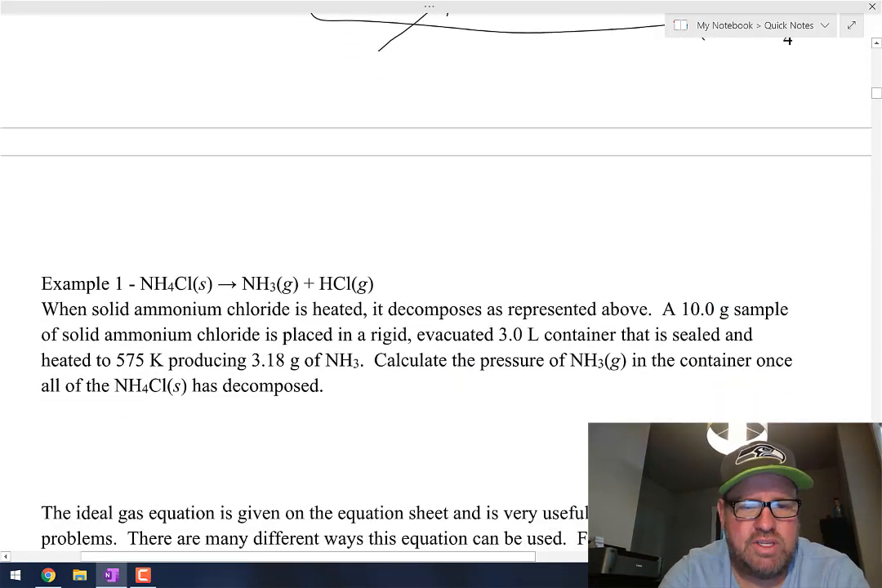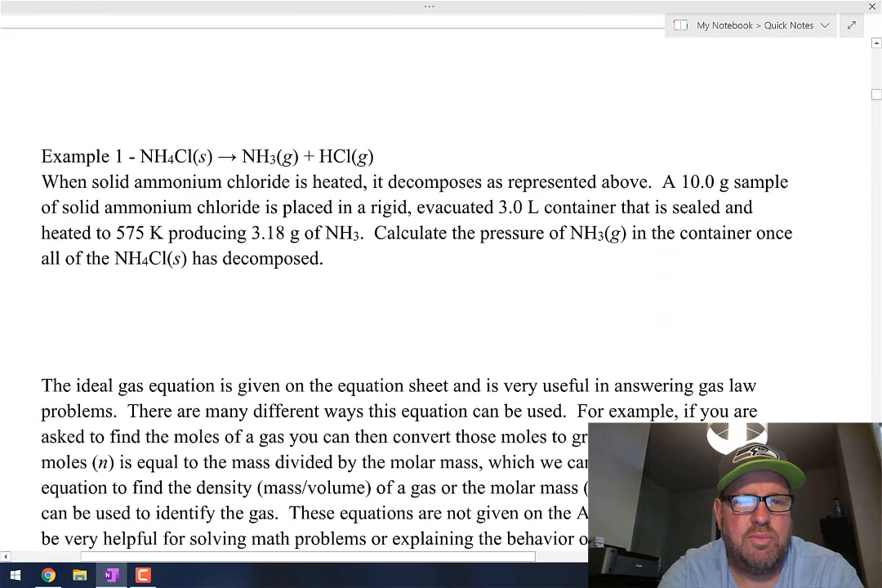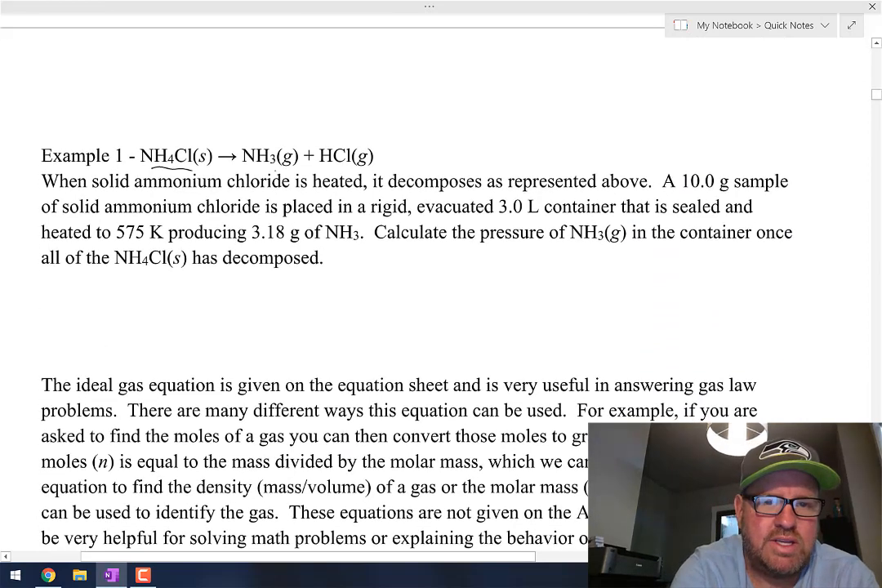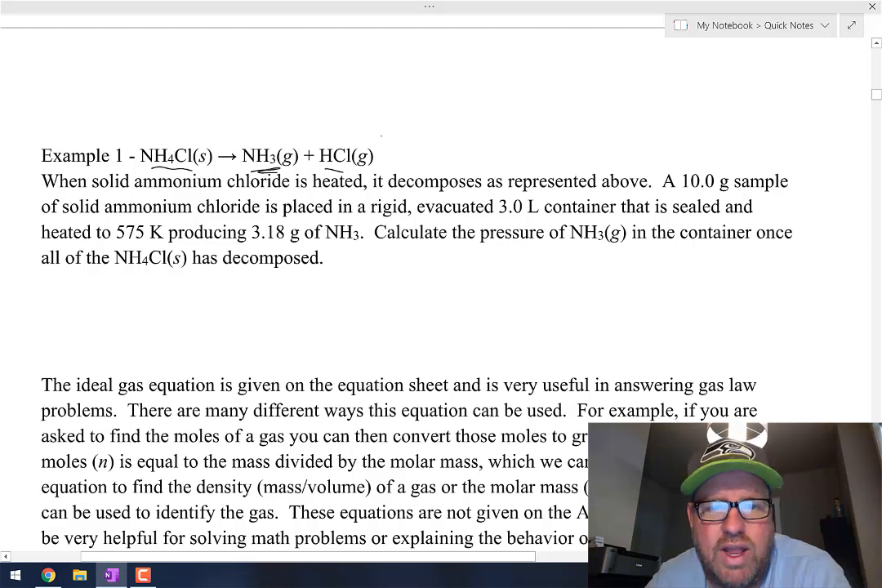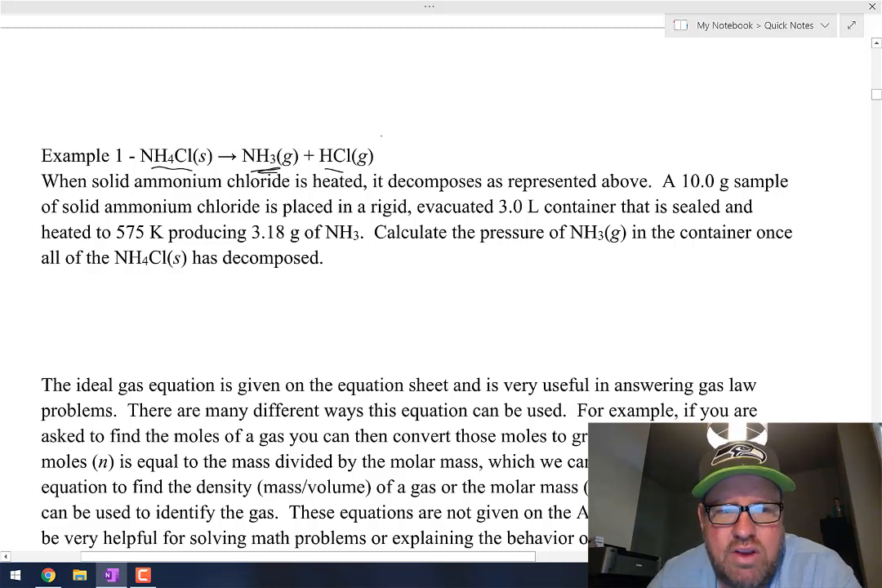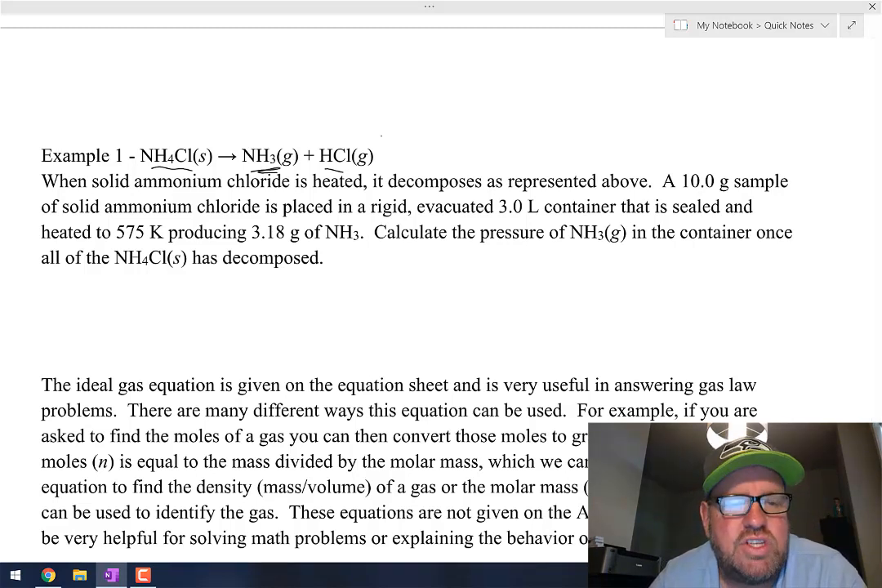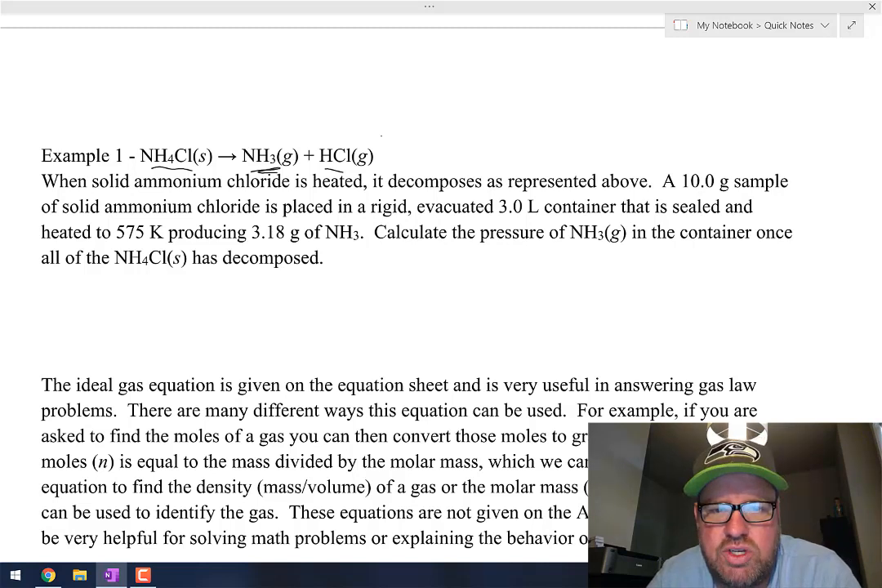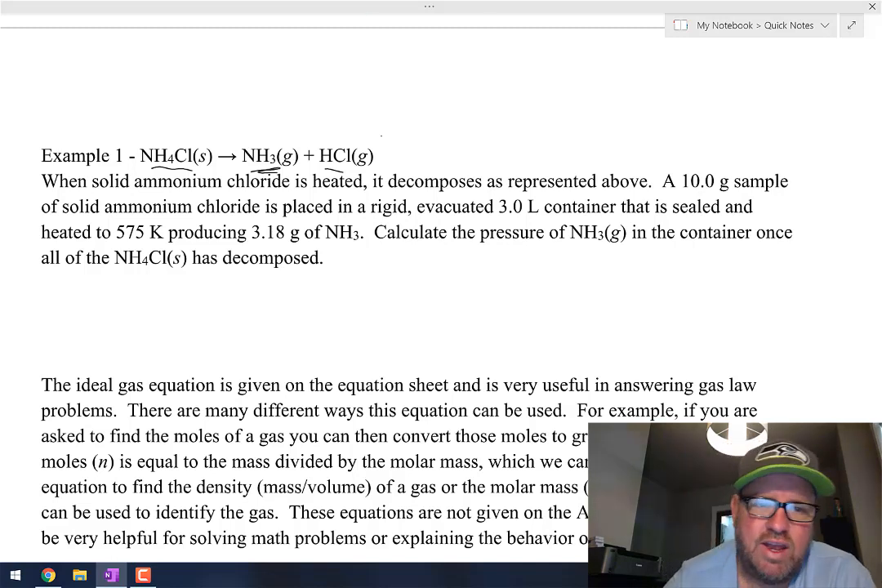Okay, let's look at some examples with this. Example number 1, you've got some ammonium chloride. It's going to get heated. You're going to make some ammonia gas and some hydrogen chloride gas. So it says a 10-gram sample of solid ammonium chloride is placed into a rigid 3-liter container that's sealed and heated at 575, producing 3.18 grams of ammonia. Calculate the pressure of ammonia once all of that NH4Cl has been decomposed.